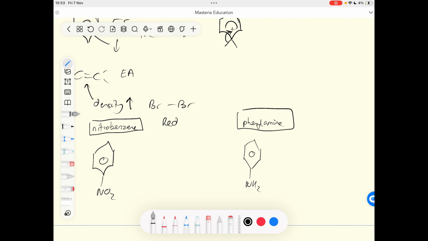So how do we go from nitrobenzene into phenylamine? It's a reduction. So we need to use a reducing agent. In this case, it's going to be tin and HCl. So these are essentially the conditions that we need.